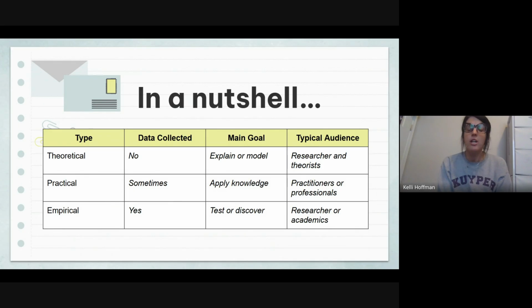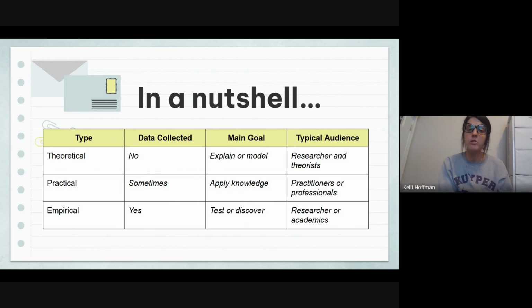This is not new research. It's an academic conversation. Typically, the audience for a theoretical article is a researcher or theorist. It helps you build more understanding of a topic so you can do empirical research and write an article. Again, really good information, but there's not necessarily new data collected by the author.